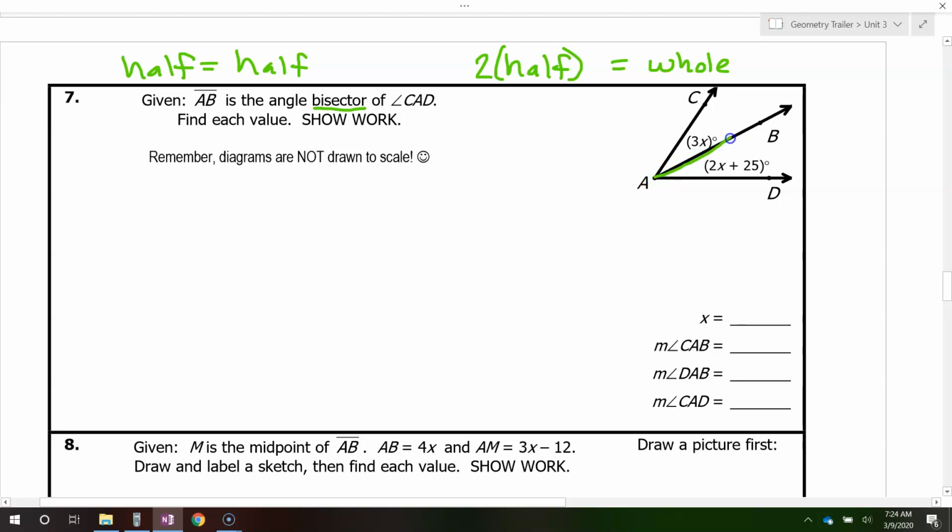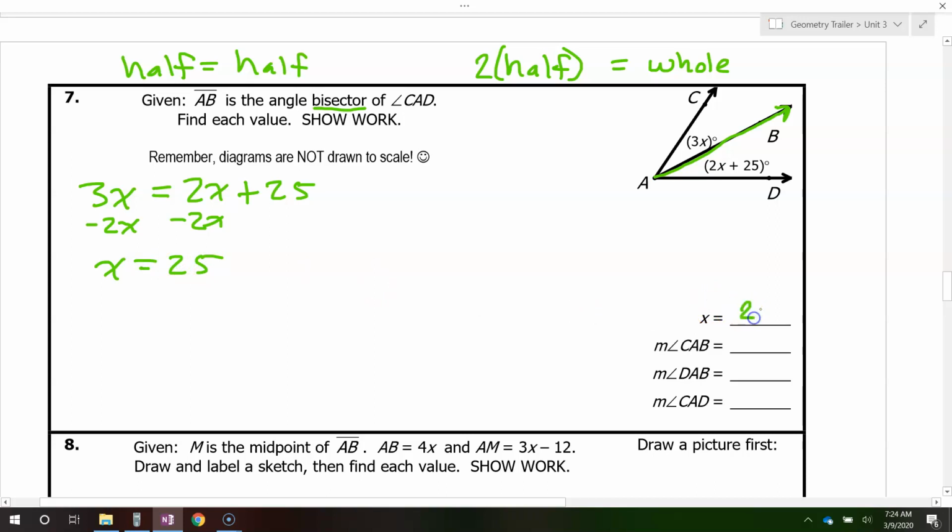So this is splitting everything right down the middle. That means we have a half and a half. So a half will equal a half. So we should be able to do 3x should be equal to 2x plus 25. Subtracting 2x from both sides will give us x equals 25.